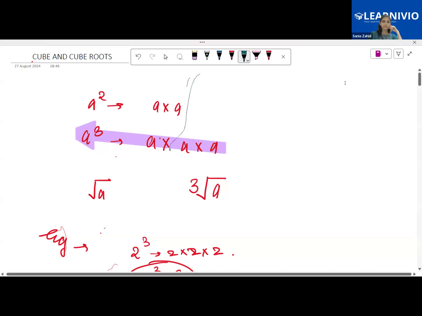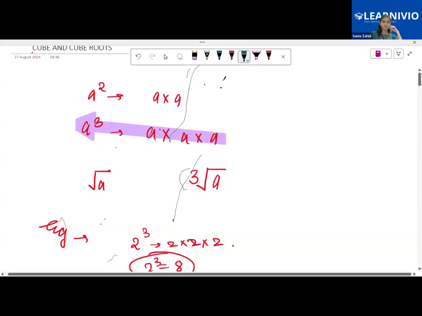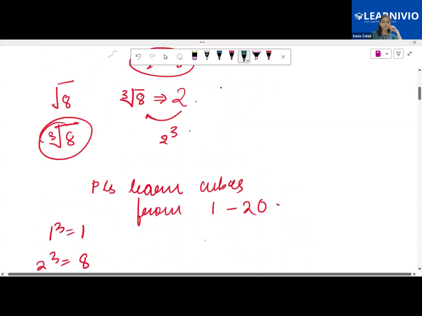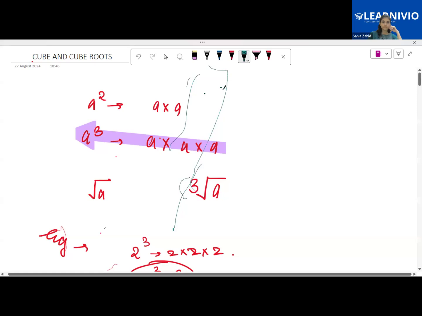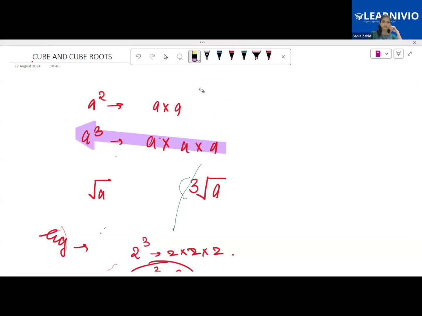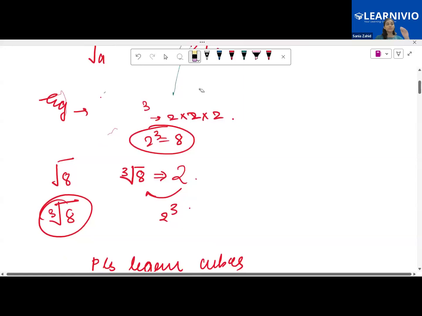What is cube root? Like, if 2 cubed is equal to 8, then what is the cube root of 8? 2. That means cube root means we have to find which number we multiplied thrice to get this particular number.